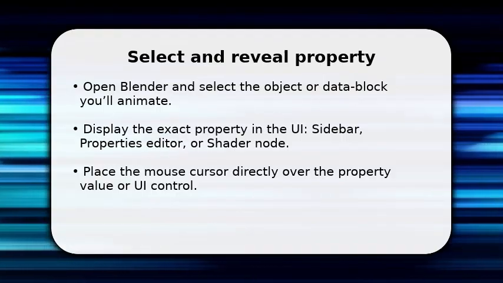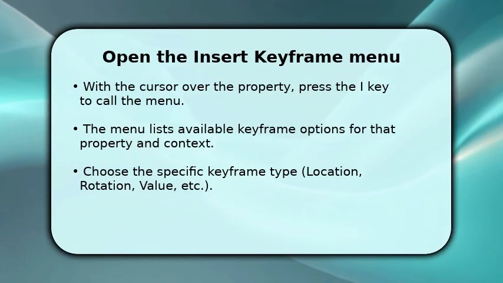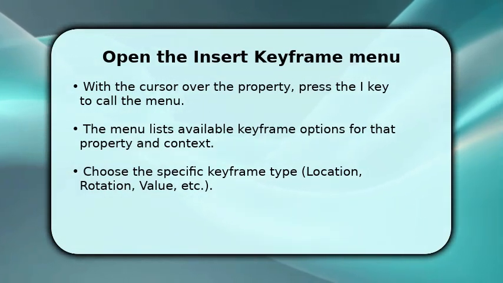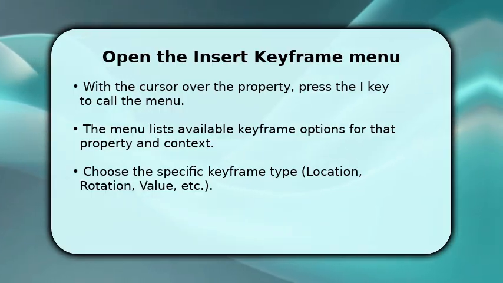Cursor location matters. This step sets Blender to know which channel you intend to key, so do it carefully before proceeding. Now that you're hovering the correct UI element, press I. That's the only guaranteed shortcut that summons Blender's Insert Keyframe menu for that property.